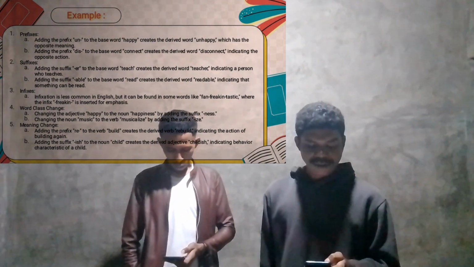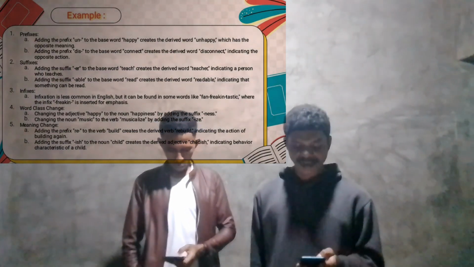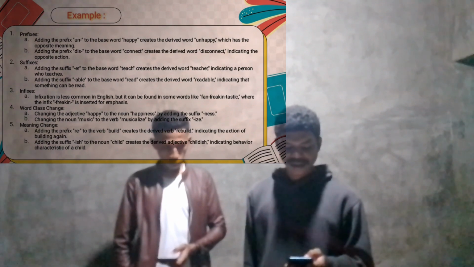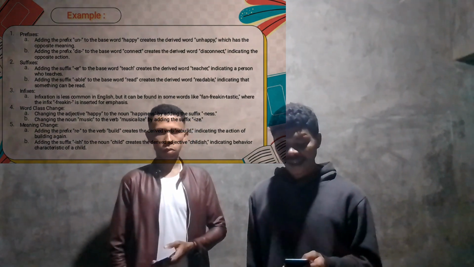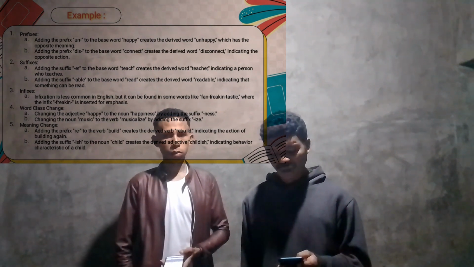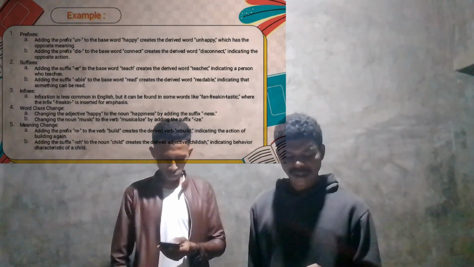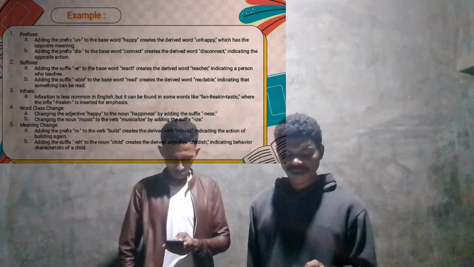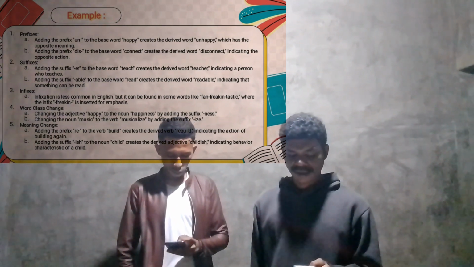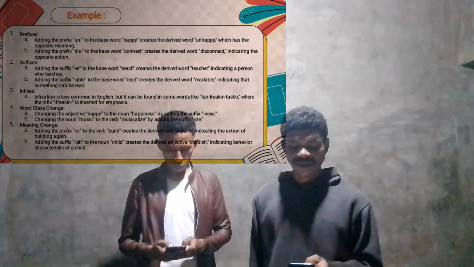And the last, meaning change. Adding the prefix "re" to the verb build creates the derived verb rebuild, indicating the action of building again. Adding the suffix "ish" to the noun child creates the derived adjective childish, indicating behavior characteristic of a child.